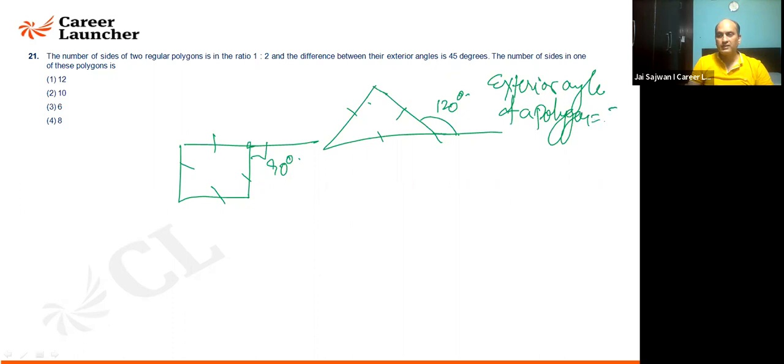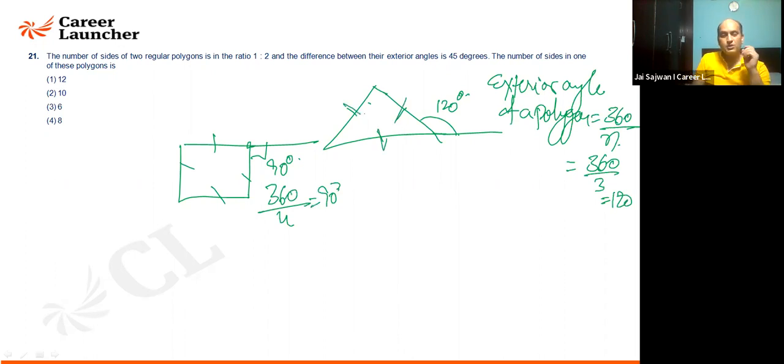is equal to 360 upon n. n is the number of sides there. In case of a triangle, it is 3 sides, so it is 360 by 3, which is 120. Here it is 360 by 4, which is 90 degrees. Of course, I'm talking about the regular figure. All of them should be equal, otherwise how will you determine it? So you understand that every exterior angle of a polygon, if it is a regular polygon, regular means all sides are equal, will be 360 upon n, where n is the number of sides of the polygon.